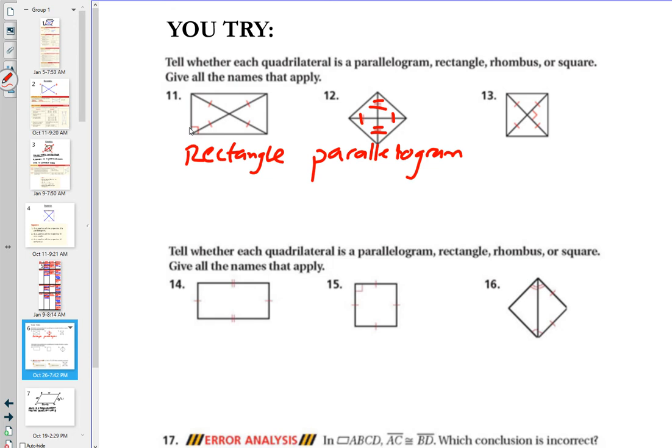It looks a lot like a square. Now, what does that make it? The fact that all the segments from the center to the angles, if all of those are congruent, what does that make it? Yeah, that makes it a rectangle. But the diagonals are also perpendicular. What does that make it?